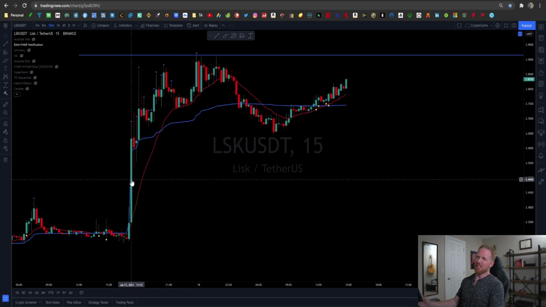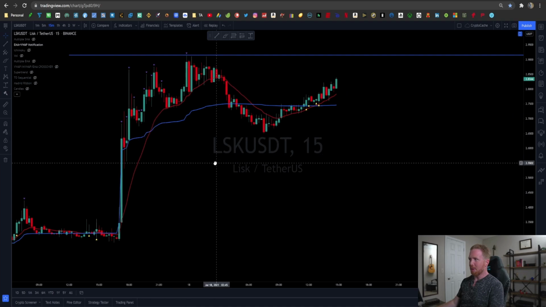But for right now in the 15, you really can't be like, okay, I see a good entry point. No, it happened so fast and so quick. We probably saw about 19 to 20% gain in about 15 minutes.